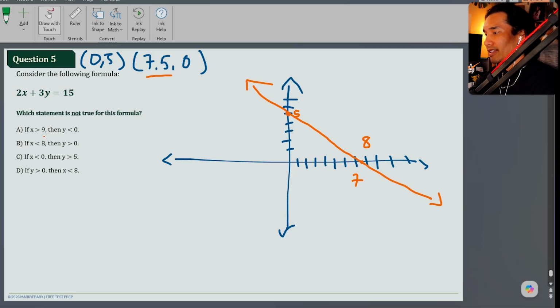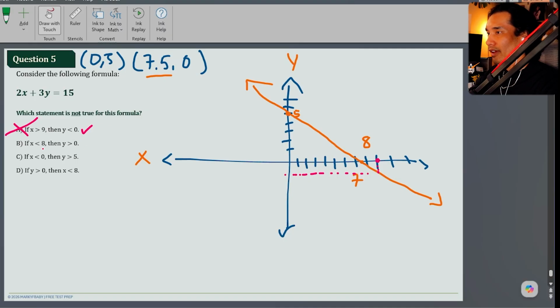So if x is greater than 9, and remember, these are our axes, okay? If x is greater than 9, let's choose this point right here, 9. Then y is what? Y is negative, okay? We go down here, and in fact, yes, y is negative, making a false.